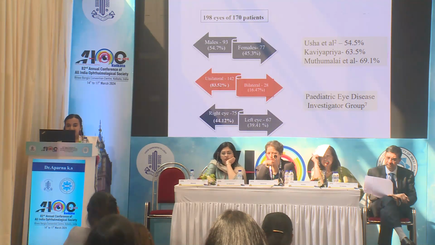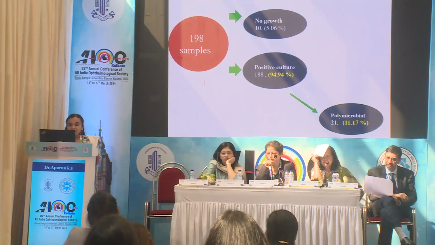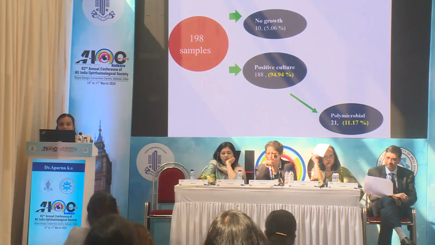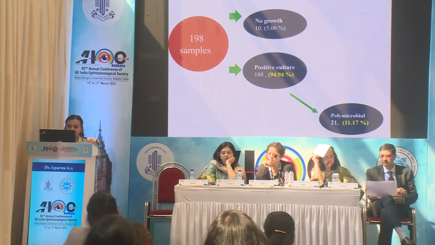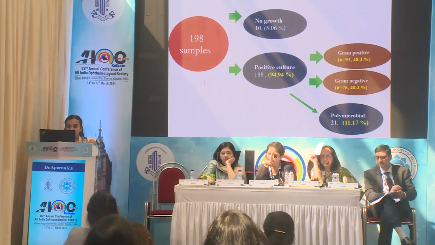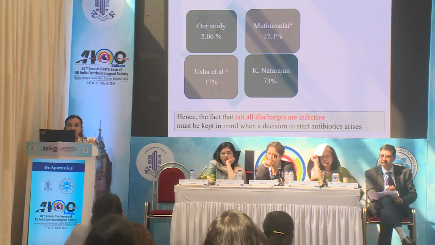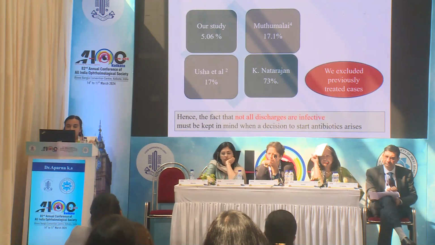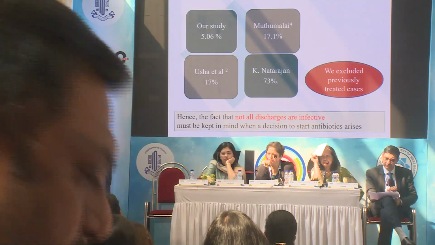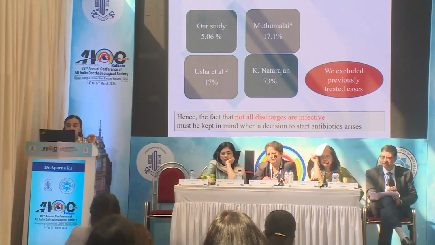Coming to the results and discussion, out of 198 eyes, we had a slight male predominance compared to previous studies. 84% children had unilateral involvement with comparable involvement of right and left eye. In our study, no growth of organisms was observed in 5% of cases and 11% had a polymicrobial growth. And we had a slight gram-positive predominance, which is about 48%. Negative culture in our study is very low compared to previous studies, maybe because we excluded the previously treated cases. And the fact that not all discharges are infective must be kept in mind when a decision to start antibiotics arises.